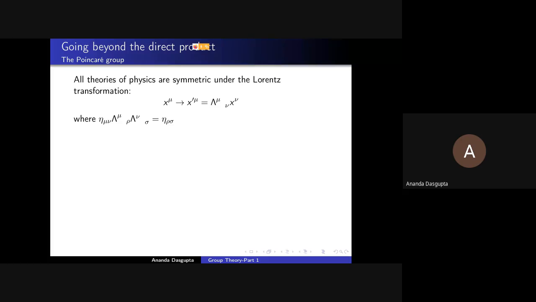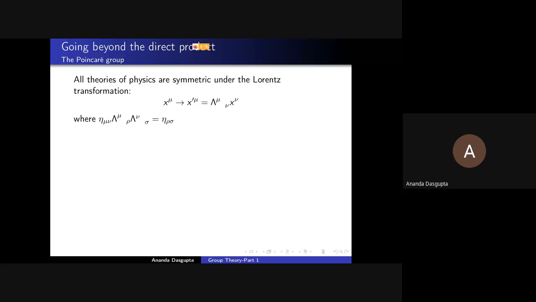We have talked about the direct product, and we have seen that the direct product is very straightforward. It's just each part of a system transforming on its own. Now let's talk about situations where you need to go beyond the direct product. And there happen to be very important situations where the direct product is not enough. I'm pretty sure somebody or the other will talk to you about perhaps even this particular group, the Poincaré group.